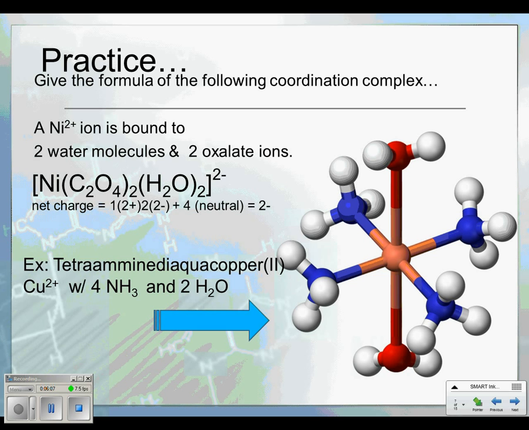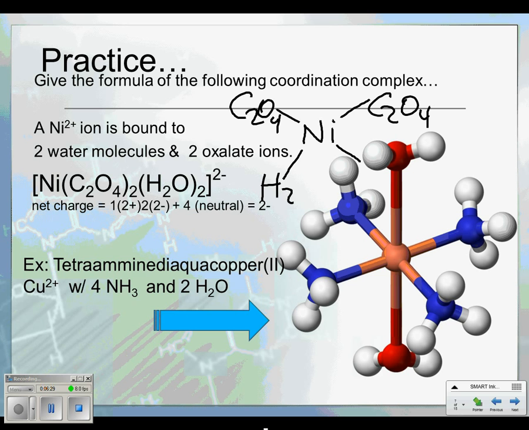So drawing this one is actually fairly simple. All you do is put nickel in the middle, and knowing that nickel has that 2 plus charge, you've got your oxalates that want to be attached here, as well as your waters. And then overall, that actually kind of looks like a tetrahedral structure due to the fact that there are 4 ligands attached to it.